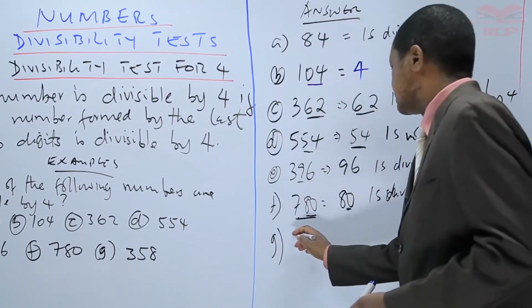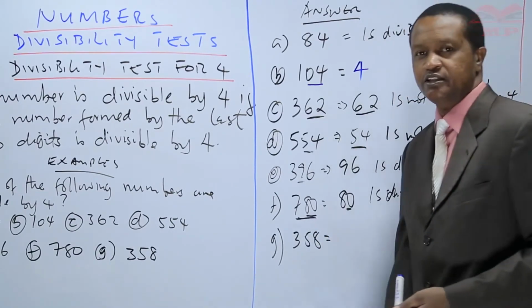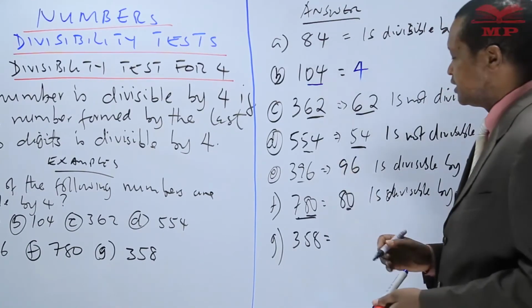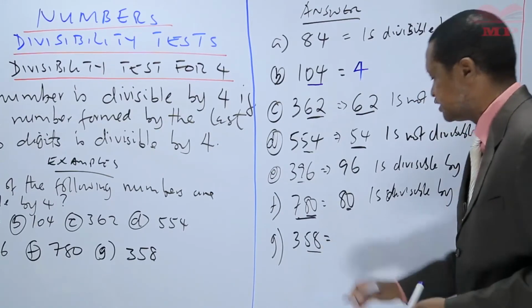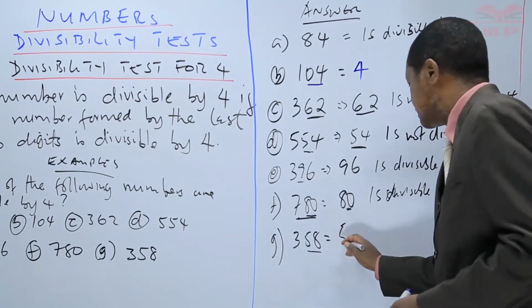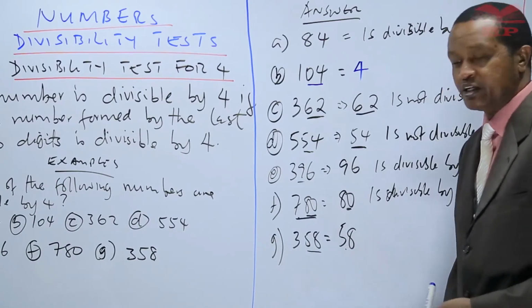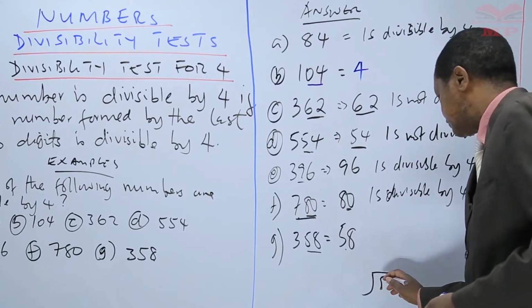Then G, 358. Is 358 divisible by 4? We look at the last 2 digits. The number formed by the last 2 digits here is 58. So is 58 divisible by 4? We can try that. 58 divided by 4.